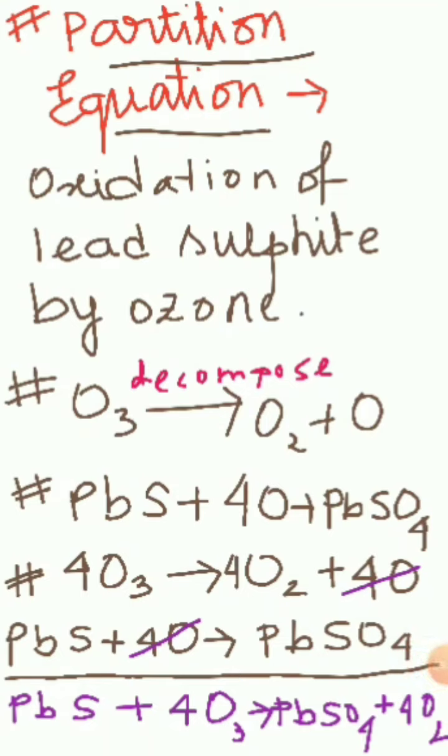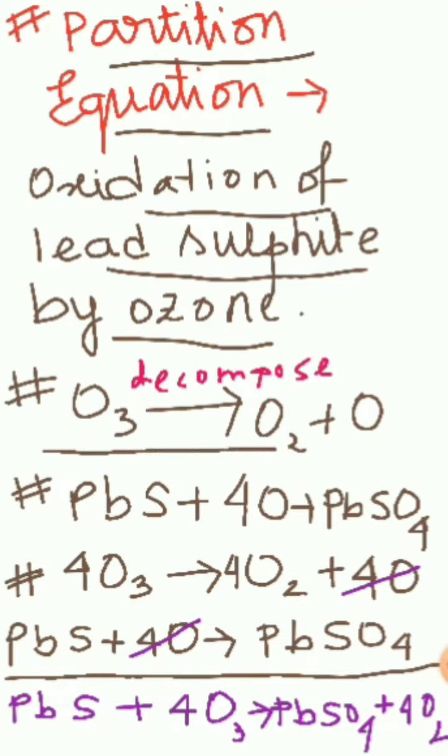Okay, let's check what the partial equation method is. Here we take an example of the oxidation of lead sulfide by ozone, that is O3. Firstly, here we see O3 decomposes to O2 and O. This is nascent oxygen, the oxygen molecule plus nascent oxygen from ozone. After decomposition we get these two.